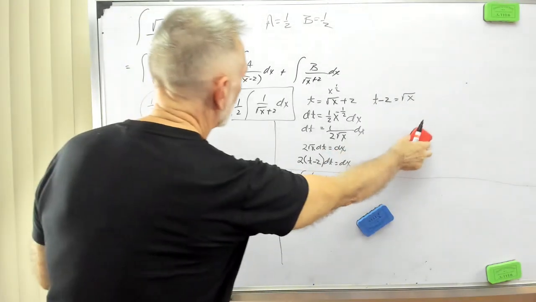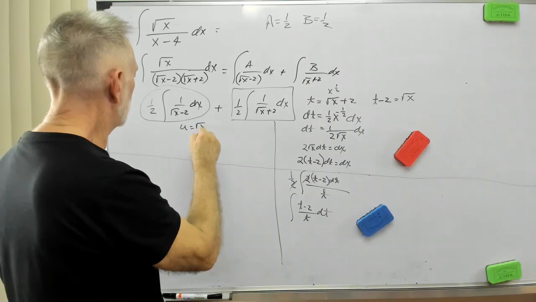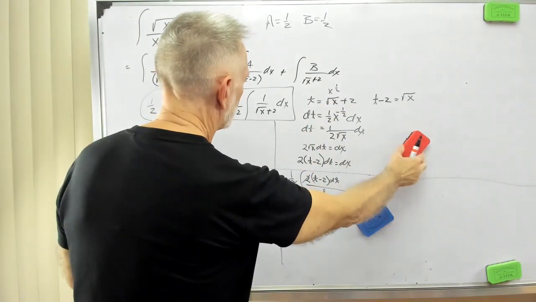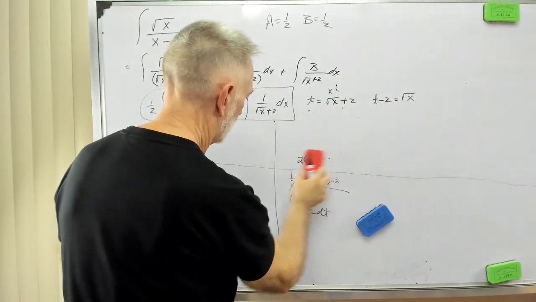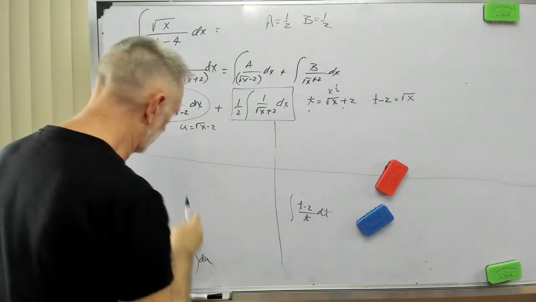Oh, I should have kept one piece here. I should have kept that u equals square root x minus 2. I'm going to need that. And I'm going to keep this piece right here, down to there. All right, so what are my two integrals here?